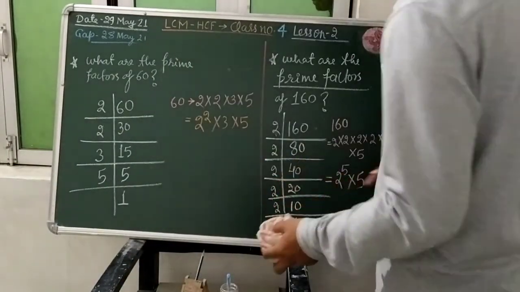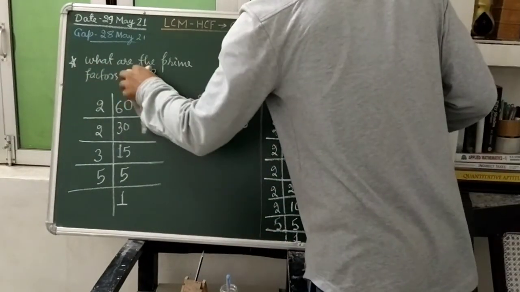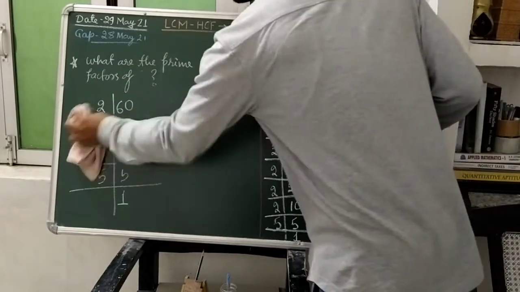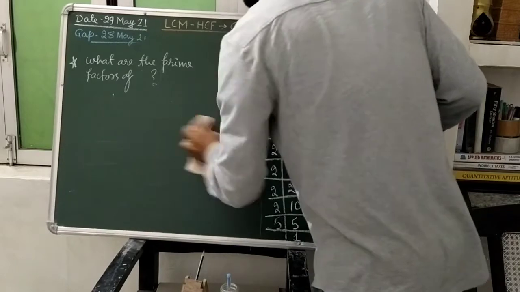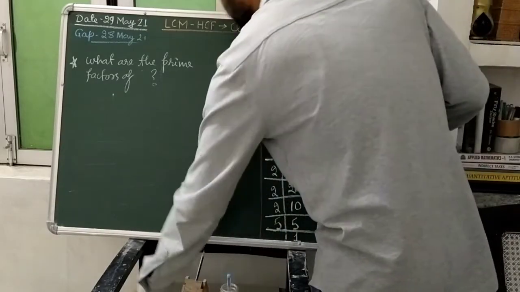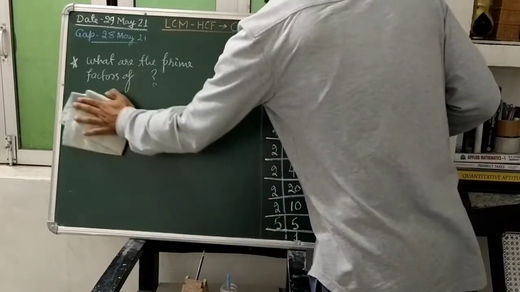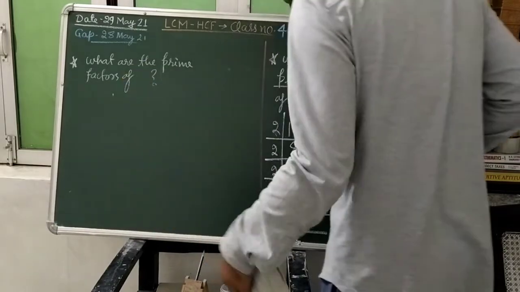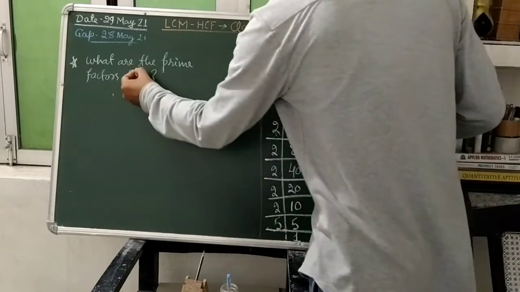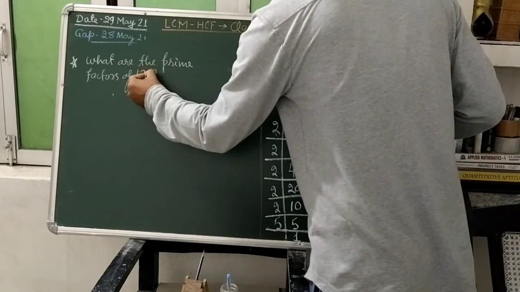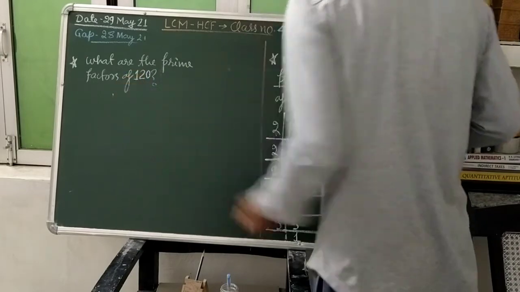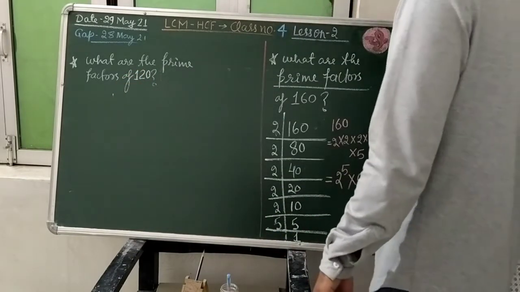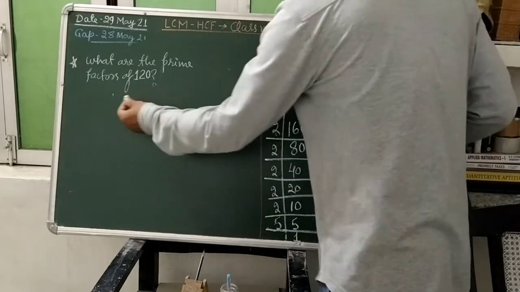We can consider one more example. Suppose, students, we are talking about the number 120. What are the prime factors of 120? So 120 is a composite number.